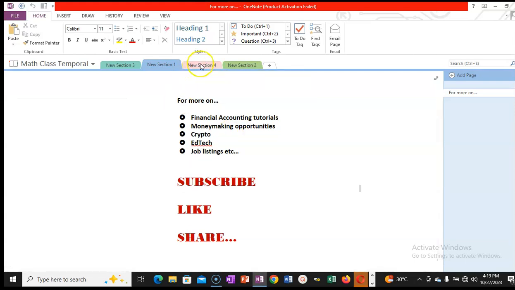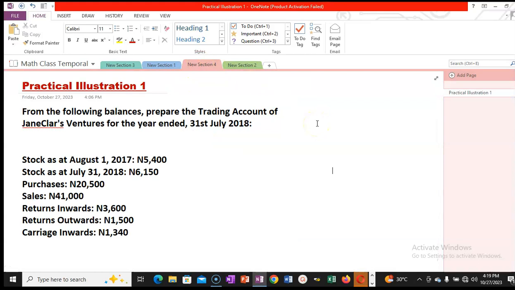So let's look at today's question. Remember, it's a practical question, a practical guide. Now, before I go into this, let me say a quick one. Trading account is one of the things we call final accounts of a business, especially a sole proprietorship. We have the trading account, profit and loss account, and balance sheet. This is where you prepare the end-of-year accounting statements for businesses. That's why we call them final accounts, because they are prepared at the end of the year.